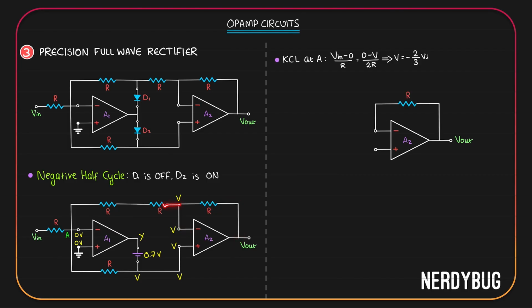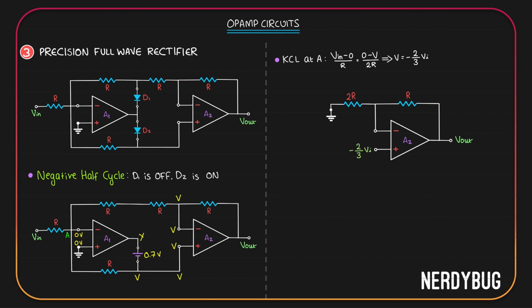From here, it has an R. It has another R. Together they make 2R. And it goes to 0 volt, which is ground. I'll show it over here like this. At the non-inverting terminal, it has a potential V. But V is negative 2 by 3 Vi. I'll show it over here. These are all the connections that the second op-amp has, right?